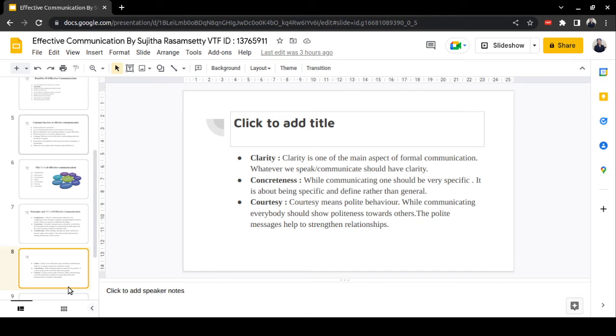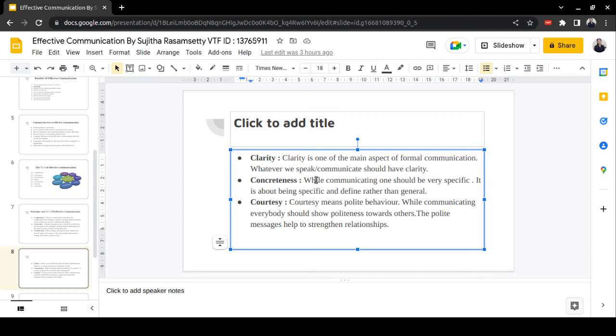Clarity, concreteness and courtesy. Clarity is one of the main aspects of formal communication. Concreteness. While communicating, one should be specific and defined rather than general. Courtesy. Courtesy means polite behavior. While communicating, everybody should show politeness towards others. Polite messages help to strengthen relationships. So while we are talking with others, we have to keep our language very polite and general, so that they feel this conversation is very healthy, and this also helps in strengthening our relationships.